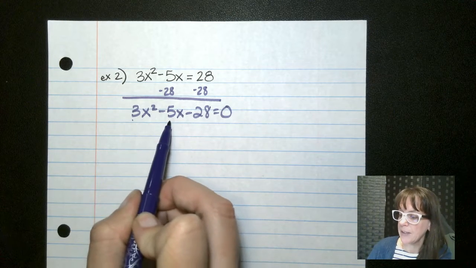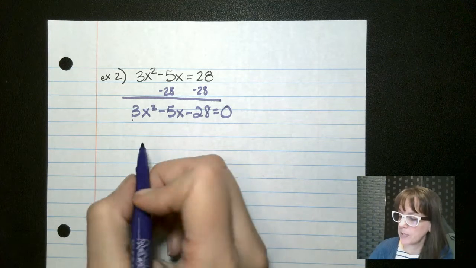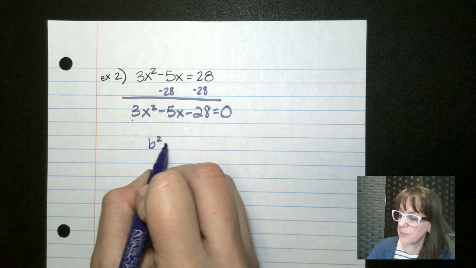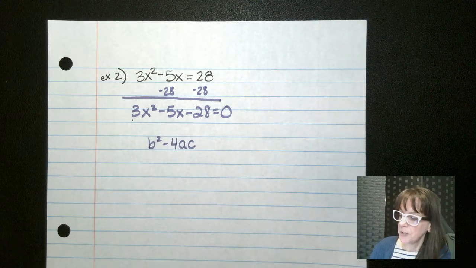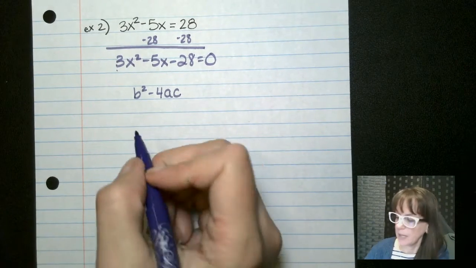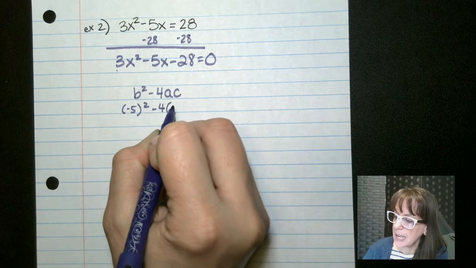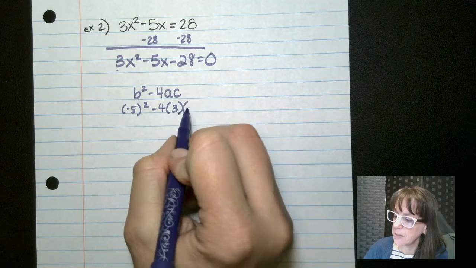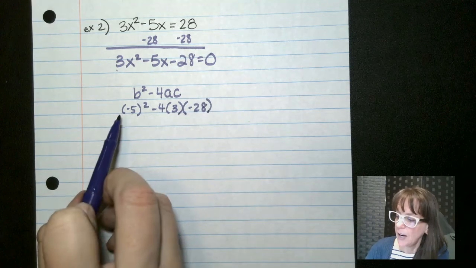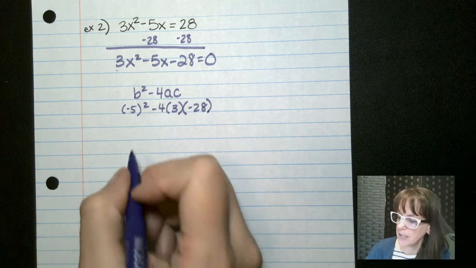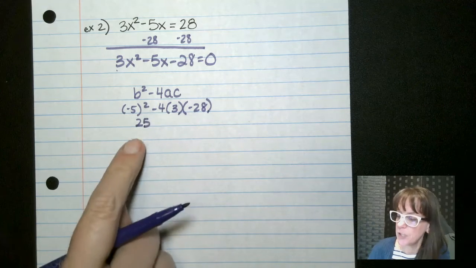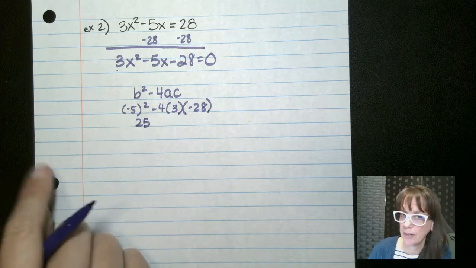So there's my a, b, and c. Remember, we start with our discriminant, which is b squared minus 4ac. We've got negative 5 squared minus 4 times a, which is 3, times c, which is negative 28. All right, quantity negative 5 squared is going to be positive 25. You should never have a negative in the front here because you're squaring it.